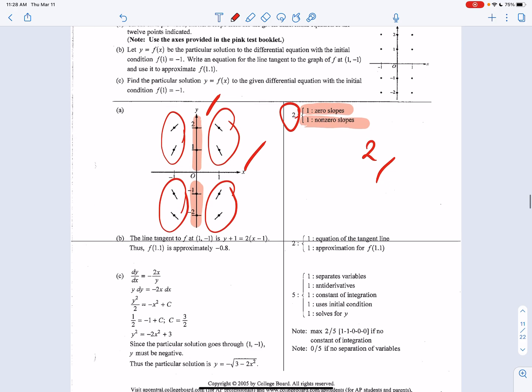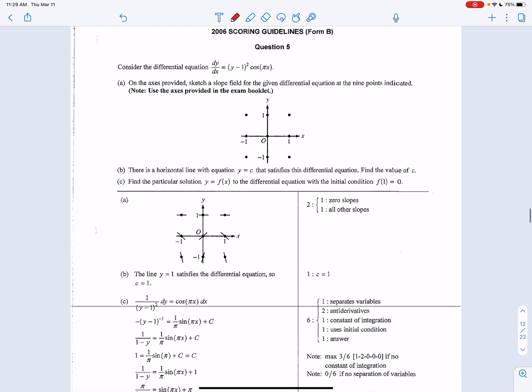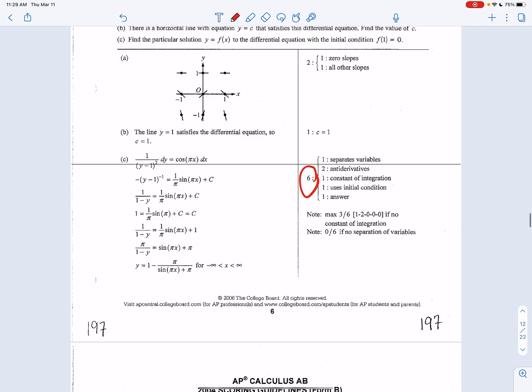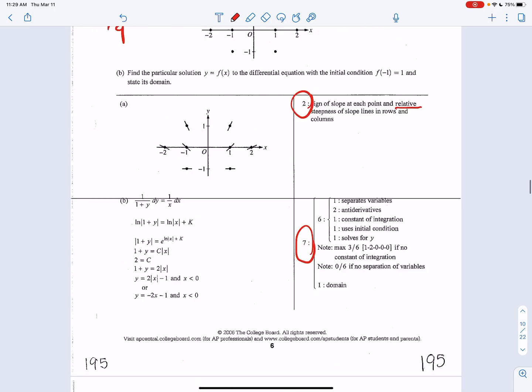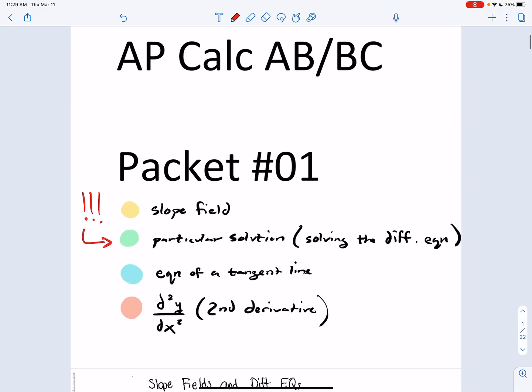In 2005, they also asked for the particular solution. They offer you 5 points here in part C. In 2006, 6 points. So you guys get my drift. It's a good chunk of your points, okay? So you want to make sure that you get this down. These should be automatic points by the time you guys take the exam, okay?